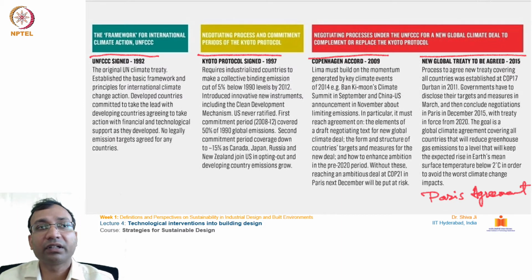The first one comes in the year 1992, when the UNFCCC was signed, the framework for international climate action. The original UN climate treaty established the basic framework and principles for international climate change action. Developed countries committed to take the lead, with developing countries agreeing to take action, with financial and technological support as they develop. No legally binding emission targets were agreed for any countries.